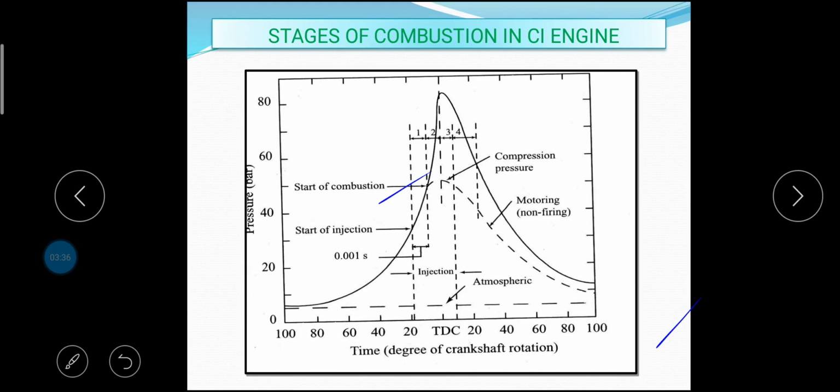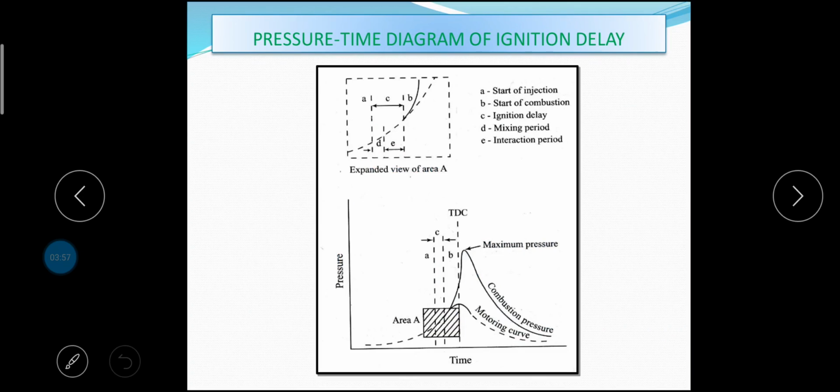The fuel does not ignite immediately upon injection into the combustion chamber. There is a definite period of inactivity between the time when the first droplet of fuel hits the hot air in the combustion chamber and the time it starts the actual burning phase. This period is known as the ignition delay period.